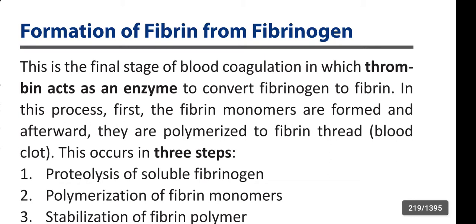In this video we are going to learn about the formation of fibrin from fibrinogen. This is the final stage of blood coagulation in which thrombin acts as an enzyme to convert the fibrinogen to fibrin. In this process, first the fibrin monomers are formed and after that they are polymerized to fibrin thread. We call this fibrin thread a blood clot.